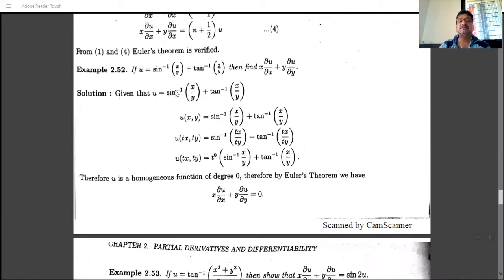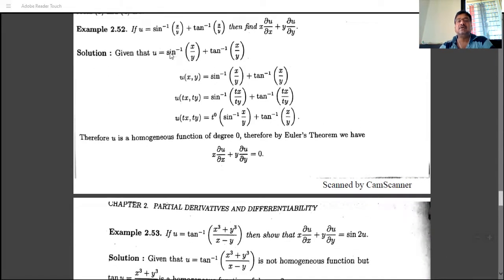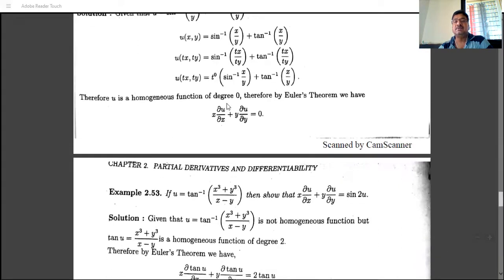So first, this is the homogeneous function of degree 0. Why? Because if you denote this as u(x, y) as a function of this, and then substitute x and y as tx, ty, what do we have? We have the same function, t raised to 0, that is actually 1, into the same function u(x, y). u(tx, ty) is t raised to 0 u(x, y). This is u(x, y), and therefore u is the homogeneous function of degree 0, and therefore by Euler's theorem x ∂u/∂x plus y ∂u/∂y is equal to n u. n is 0, 0 into u is 0. So we have the answer 0.